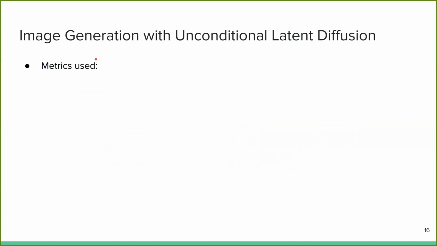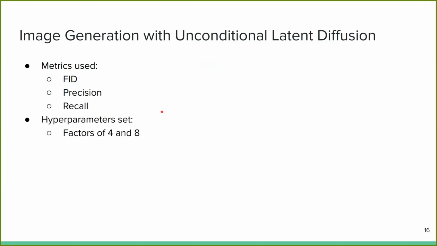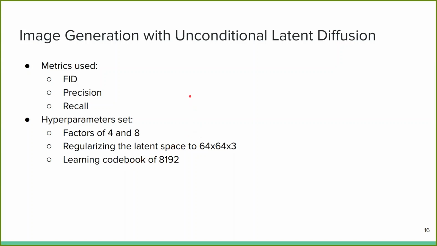So the first experiment is image generation with the unconditional versions of the latent diffusion models. And the metrics used for this are FID, precision, and recall. And the hyperparameters set are the factors of 4 and 8, regularizing the latent space to 64 by 64 with 3 channels, and the learning codebook of 8,192. There are more hyperparameters set for these models, but these bottom 2 here are shared amongst all the other LDM models that will be used here.